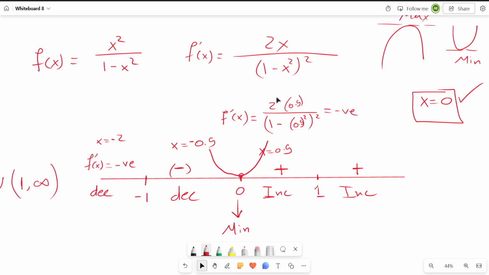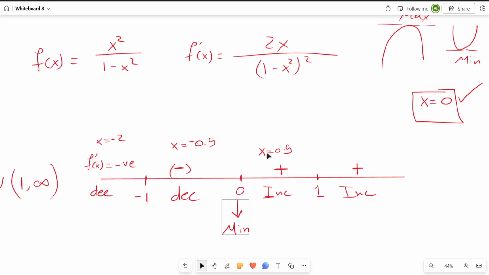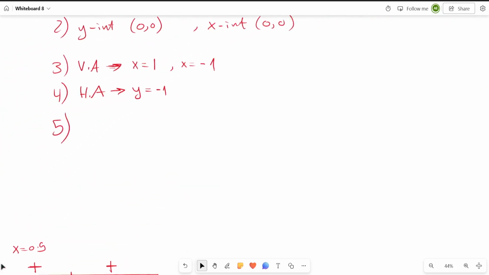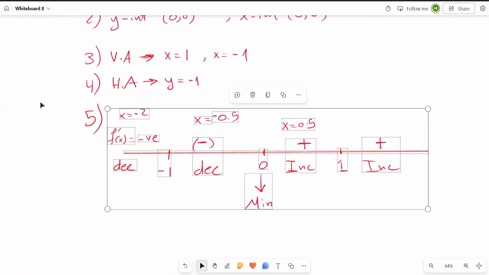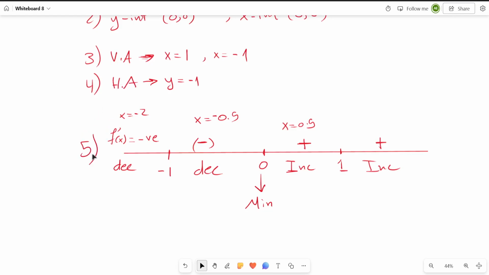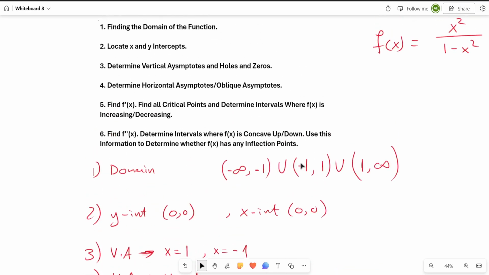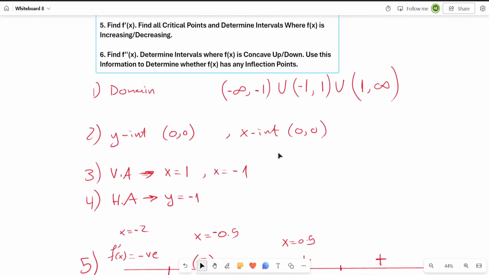So now I have everything I need to know from my first derivative. I have the intervals where the function is increasing or decreasing, and I have my turning points' location, and I have if they're a minimum or maximum. So now for the final step, we need to find f double dash of x, and to determine where the function is concave up and concave down, and if we have any inflection points.